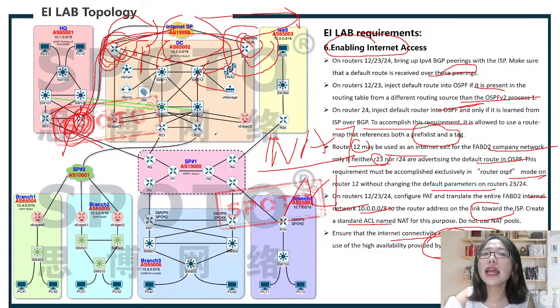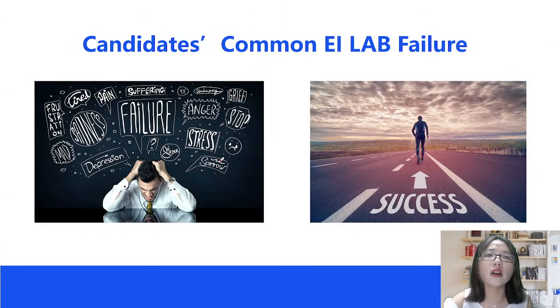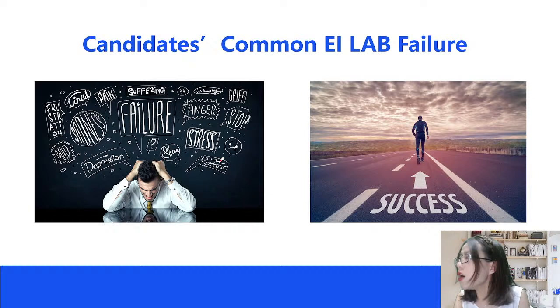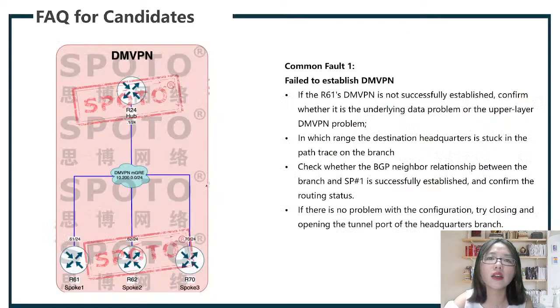So, routing and switching is the most important and really the most difficult module in the CCIE Lab. It is also the main reason why candidates fail the exam. So, I will list a few common faults to share with you. Let's first look at the common failure reasons for routing and switching.